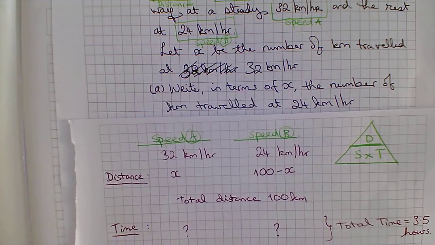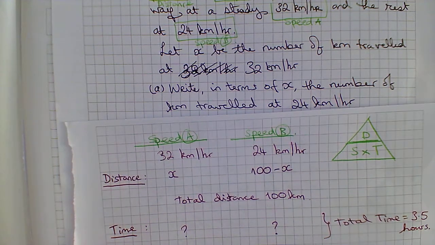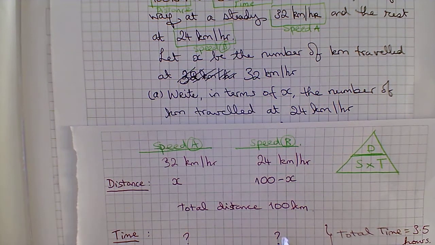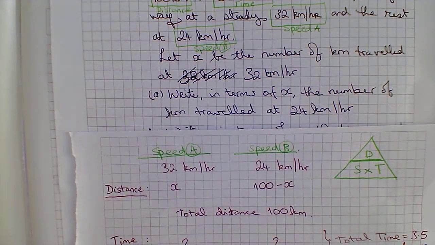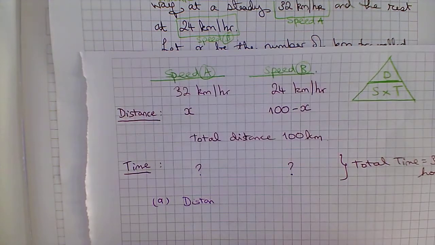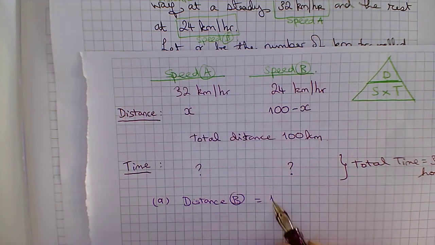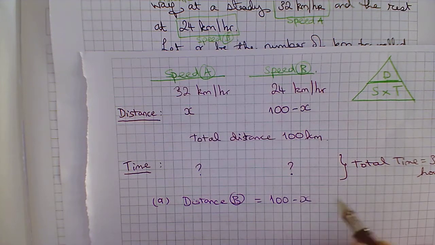So part A says, write in terms of x the number of kilometers travelled at 24 kilometers per hour. And in fact, we've already done it here when we were organizing ourselves. So part A, really easy to do. The distance, I'm going to call it distance B. Sorry, distance B is going to be 100 minus x kilometers.